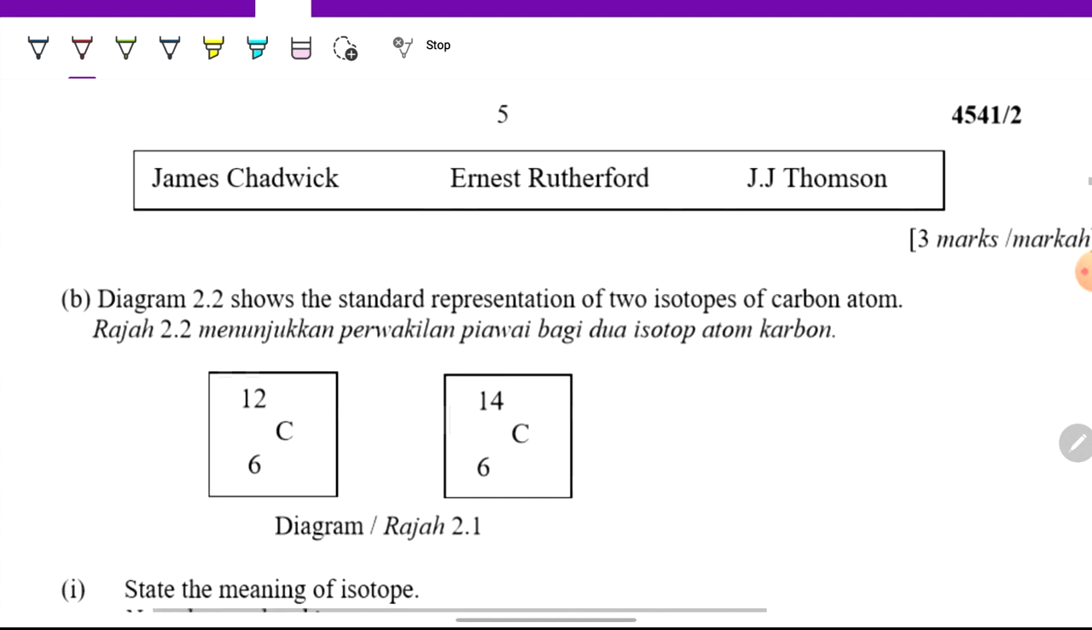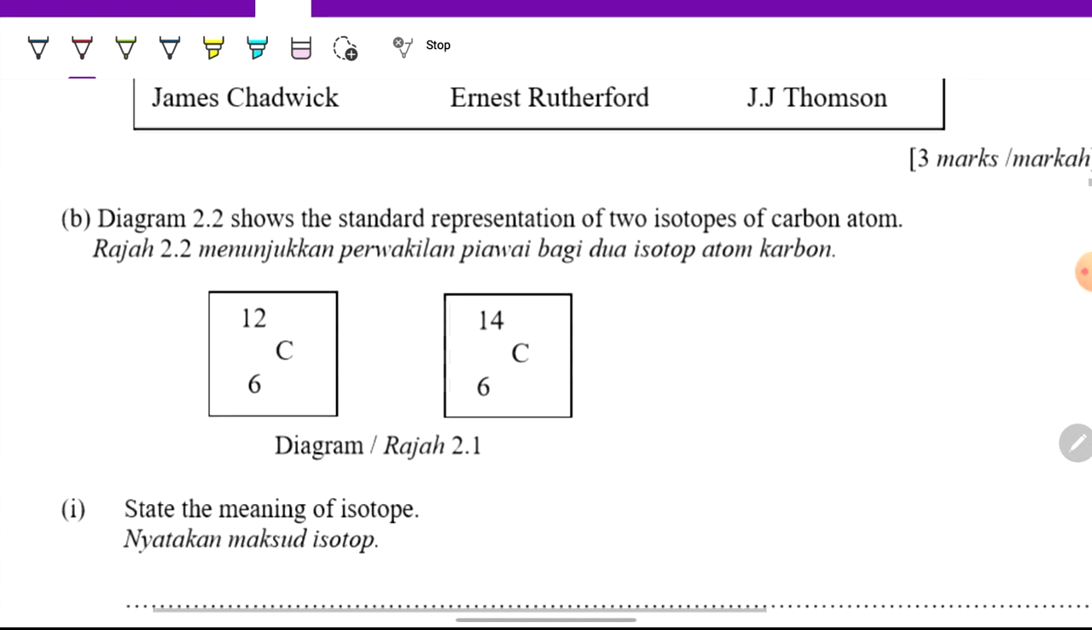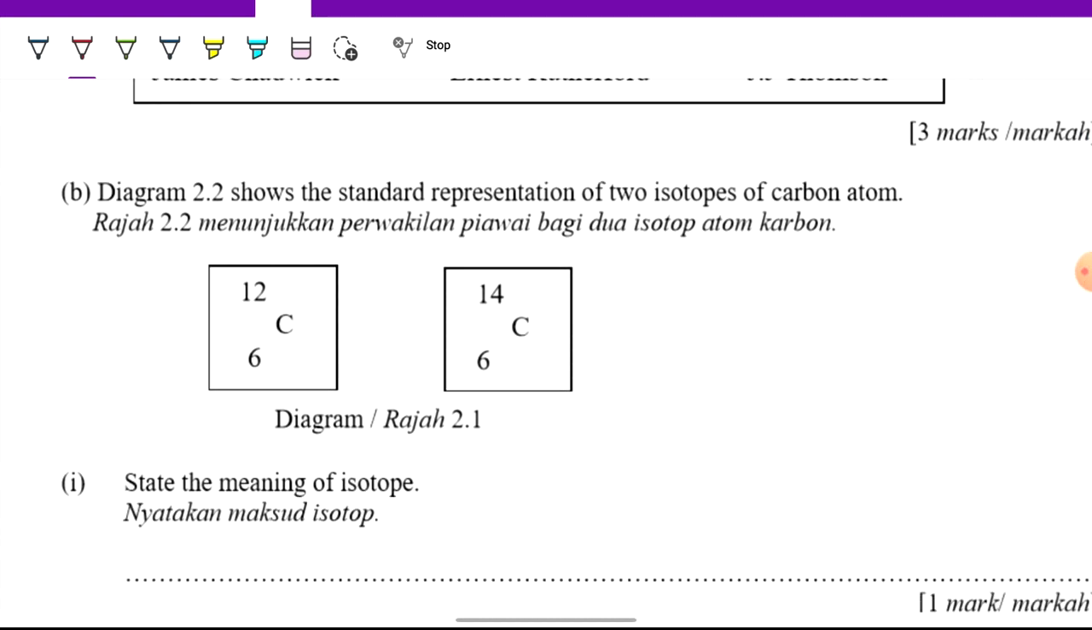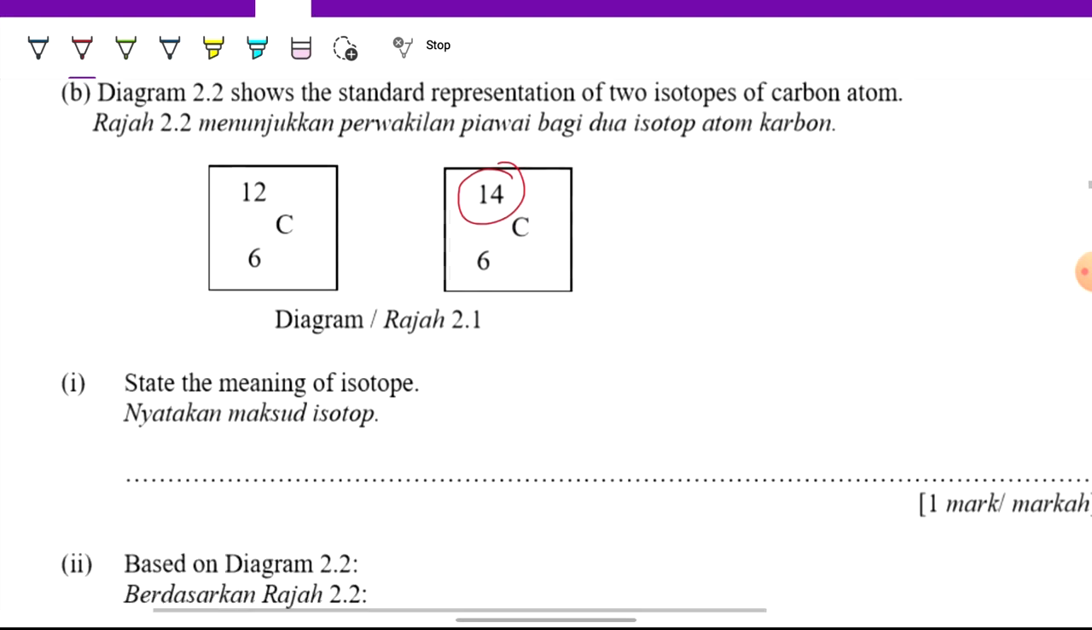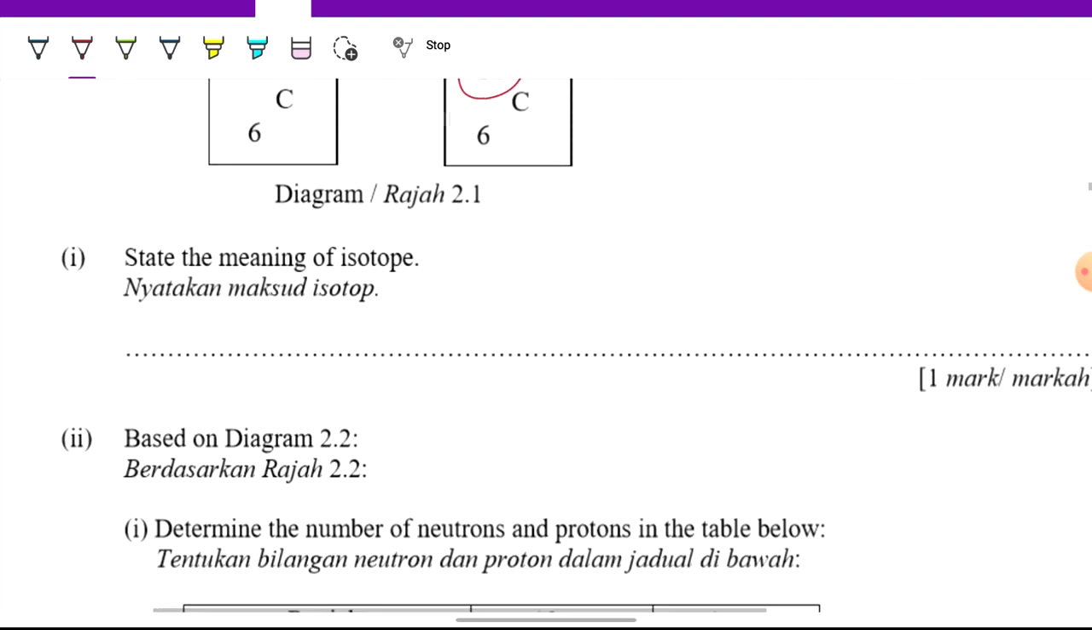Okay, so B, the diagram shows a standard representation for two isotopes of carbon atoms. So these are the isotopes. This one, carbon-14, is very popular in carbon dating. State the meaning of isotopes. So 1 mark. Remember, you have to know how to define it.